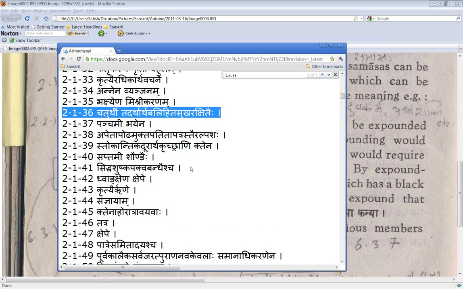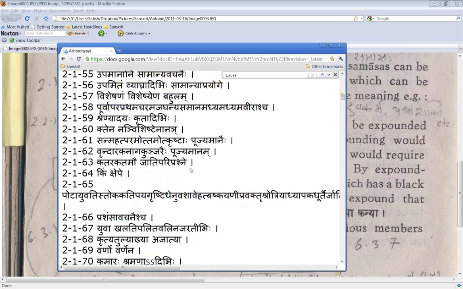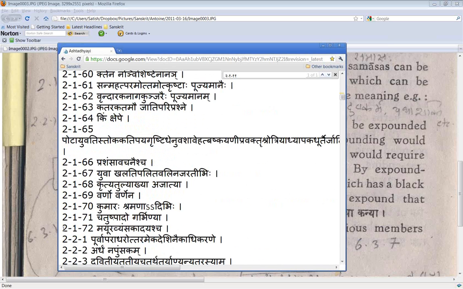Then sometimes you have exceptional compounds like this. We're going to see it all in detail next time. Mayura vimsakadayascha. These are exceptional compounds. Within that, there might be some which are nitya samasa also. They can also be nitya samasa. So all these we'll see next time.